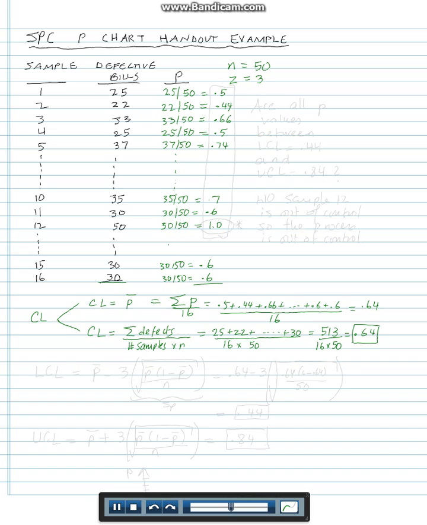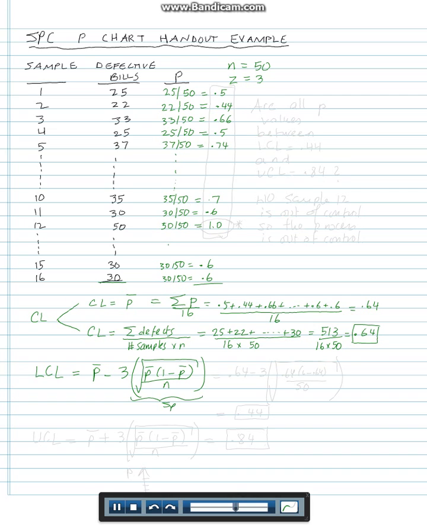Looking at the formulas in the book, LCL is P average, which is the CL, minus 3 times the standard deviation for this process, for this P chart. The standard deviation in this case is P average times 1 minus P average divided by n, all of it under the square root. So this whole thing is the standard deviation.